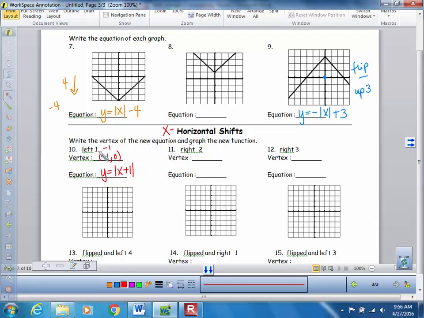Now, to graph that, we're going to graph our vertex, which is -1, 0. So from here, to go -1, I'd have to go left 1, put my point. It didn't flip, so it's still facing up.